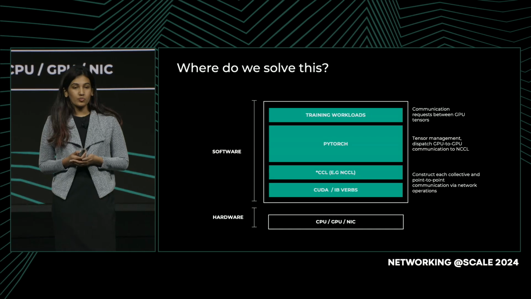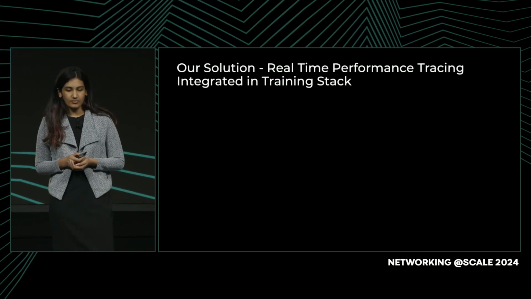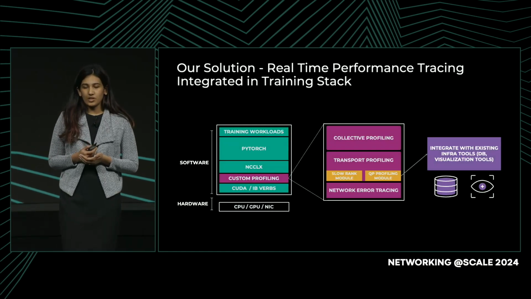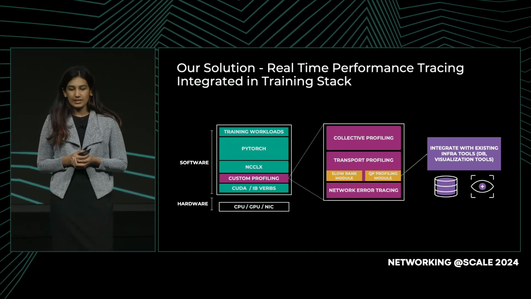So now that we know what to build and where to build this, let's look at the solution. Our solution is to have a generic real-time network tracing integrated in Meta's custom communication library called NCCLX. With our custom-built library, we can now translate the high-level training communication requests to our low-level transport operations. This has allowed us to build a more collective and model-aware network performance tracing.